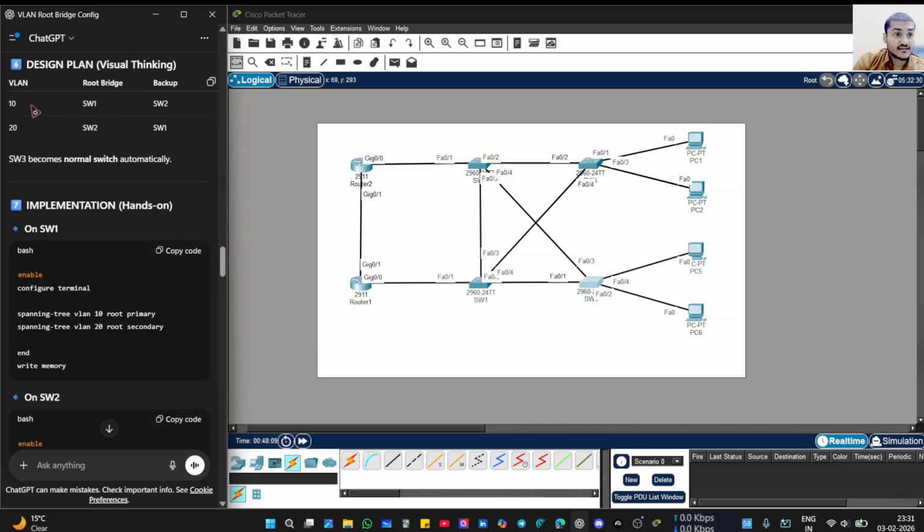Okay, so what is next? The design plan, visual thinking: VLAN 10, VLAN 20, the root, switch 1, switch 2, backup. For VLAN 10, the backup would be switch 2. For this it would be okay, switch 3 became the normal switch automatically. That is what we usually do. So let's see what we can do with it.